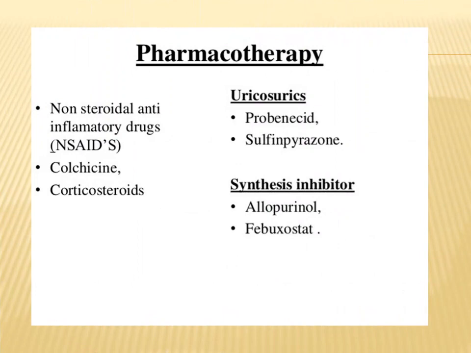Management, pharmacotherapy: you have to know the management of GOUT. Some drugs are used, mainly NSAIDs, non-steroidal anti-inflammatory drugs, colchicine and corticosteroids. And uricosurics are used like probenecid and sulfinpyrazone, and synthesis inhibitors like allopurinol and febuxostat.